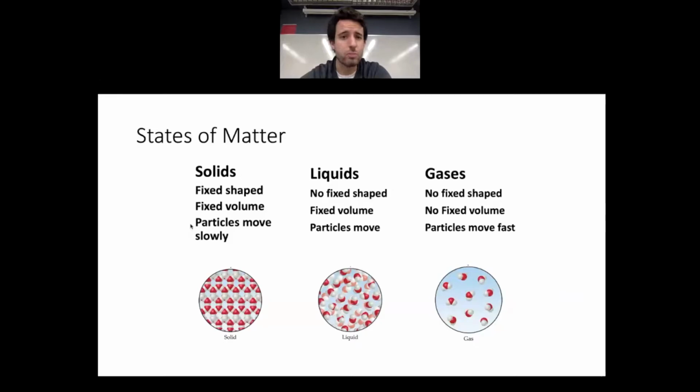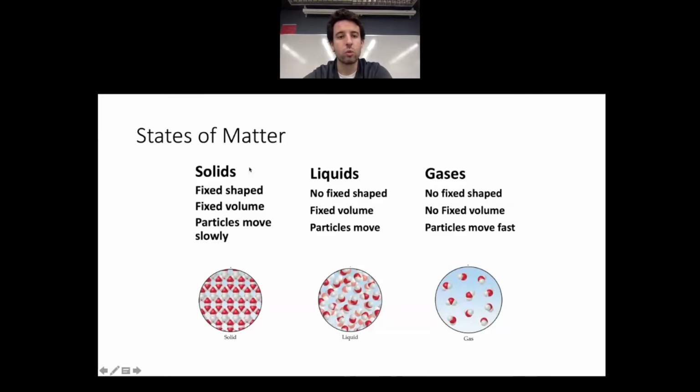Cool. So you might have seen this slide before. Pretty much what we're here to tell you is that solids are very close together and they're very slow in terms of the particles. So for example, here, all 3 of these particles are H2O. The red ball is an oxygen atom, or an O, and then the 2 white balls to the side of that oxygen atom are hydrogen atoms. So that's where we get the 2 H's and the 1 O from H2O.